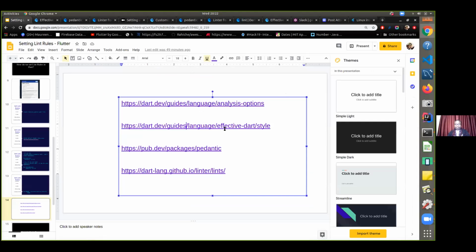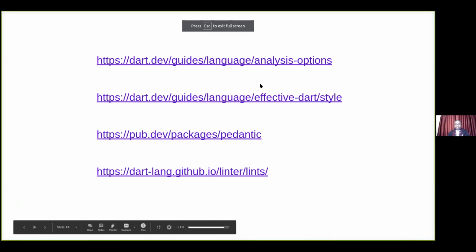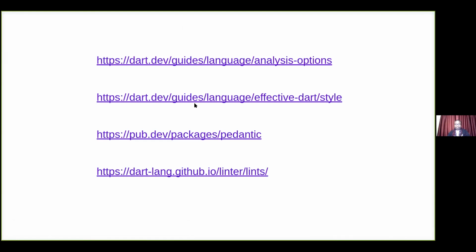So these are some of the links that you can check out for the analysis options, the dev guides for the analysis options, the Effective Dart style rules that will govern how you code, and also how neatly you put your code according to the requirements. Then the pedantic rules. The pedantic is the Google package that you add. Then this one is for the linter.